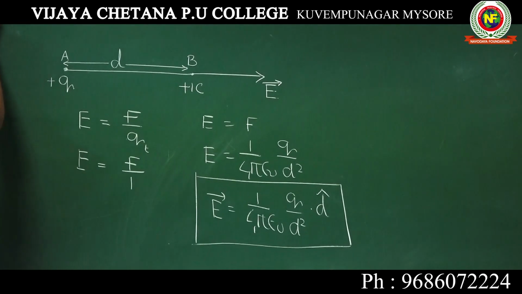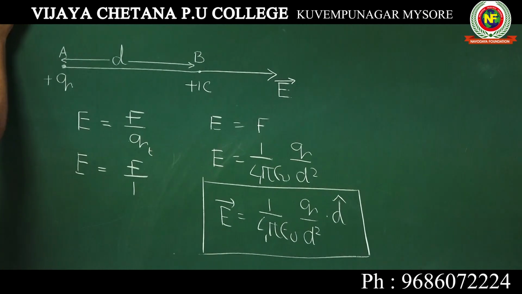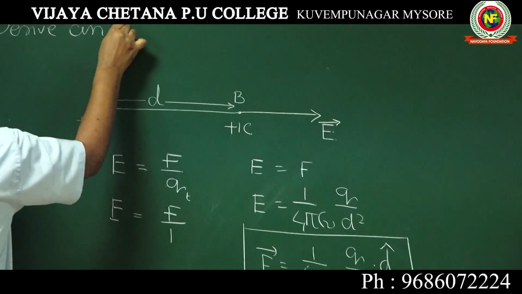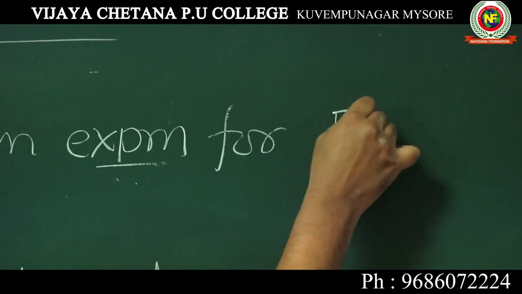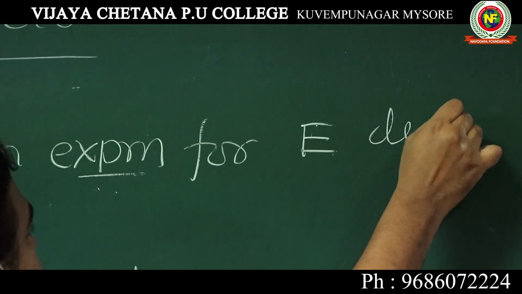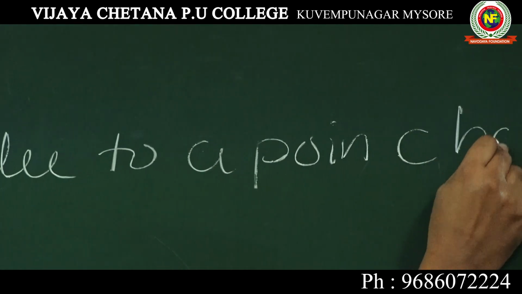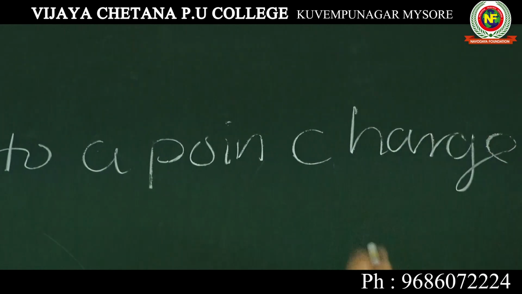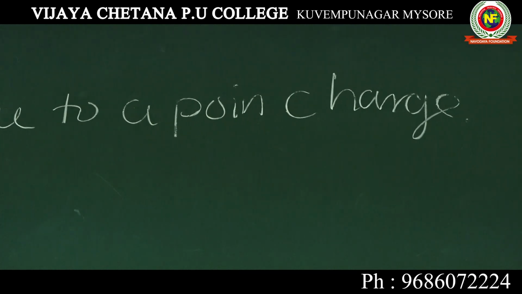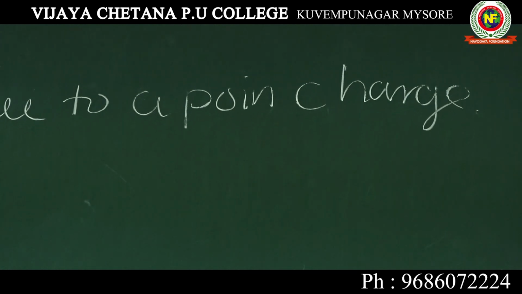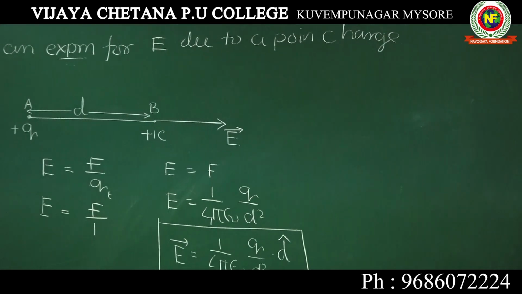There may be a question for 2 marks, something like this. Derive an expression for electric intensity due to a point charge. This may be a question. Very simple answer for this. You first consider a charge, select a point, keep a +1 coulomb charge there, measure the force on that. That force itself is electric intensity. I think you have understood this clearly.